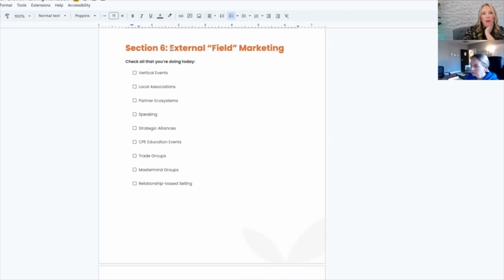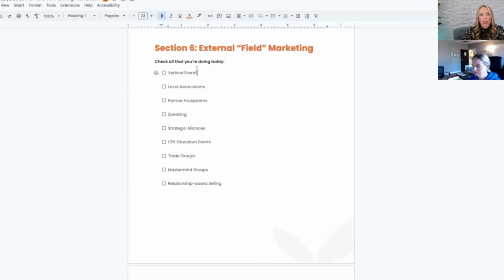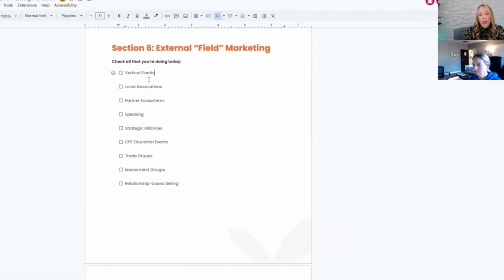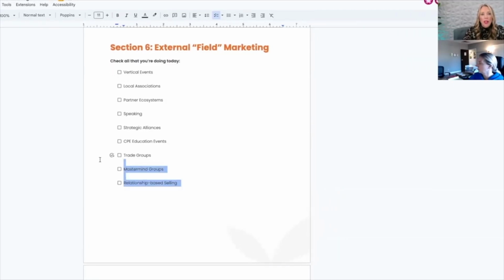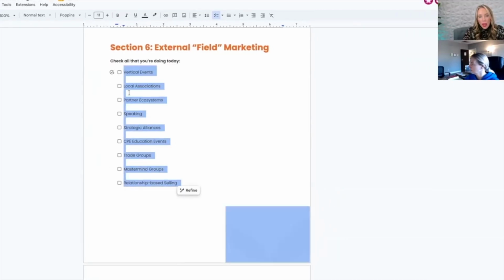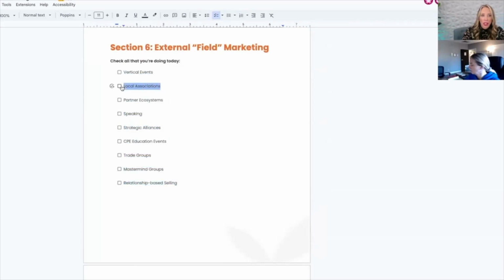And then we move into field marketing. These are the areas that no marketing agency can help you with. This is what I call field marketing. Now, we can certainly support our clients in their events and things like that, but this is boots on the ground, making sure that you're attending events where those people that you identified in that very first part of this workshop are, making sure that you're looking at local associations, partner ecosystems, speaking opportunities if you're comfortable doing that.